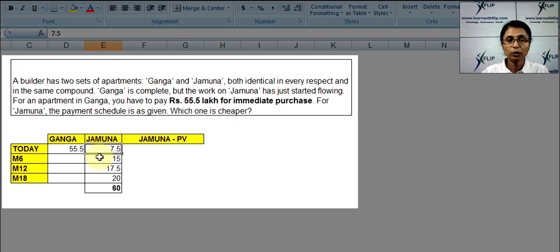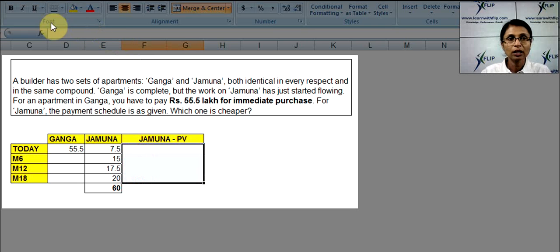But for Jamuna, I do not have the present value. I have the value split into different points of time in the future. Therefore, this apparent summation 60 is not the same as summing all these as of today, right? In other words, if I were to make a lump sum payment for Jamuna today, like I'm doing for Ganga, what would that lump sum payment be? In order to find that out, we need to present value all of these future cash flows, right?